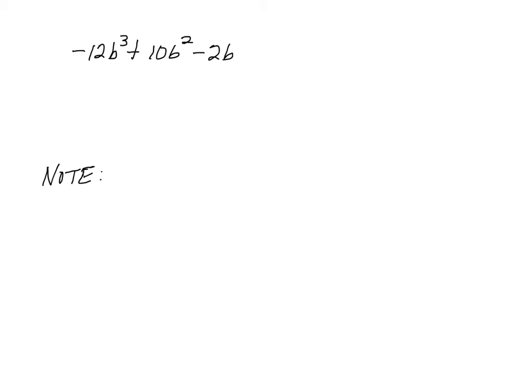Well, we can factor out a 2 and a b. And what it leaves us after we factor it out is -6b squared. Then divide 10b squared by 2b, you get 5b. Divide 2b by 2b, you get -1.